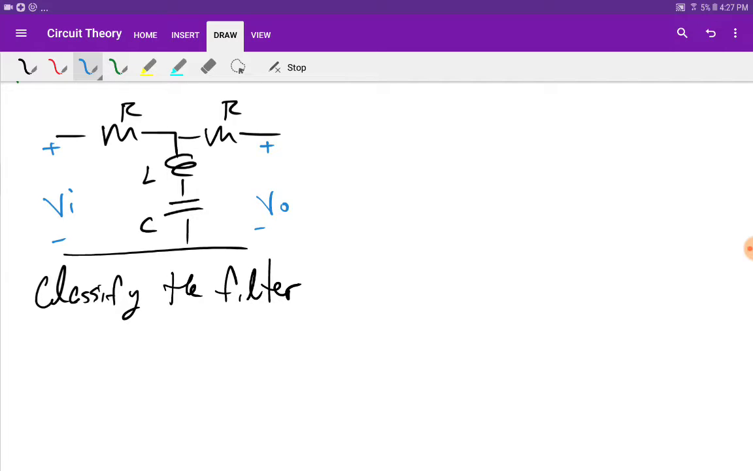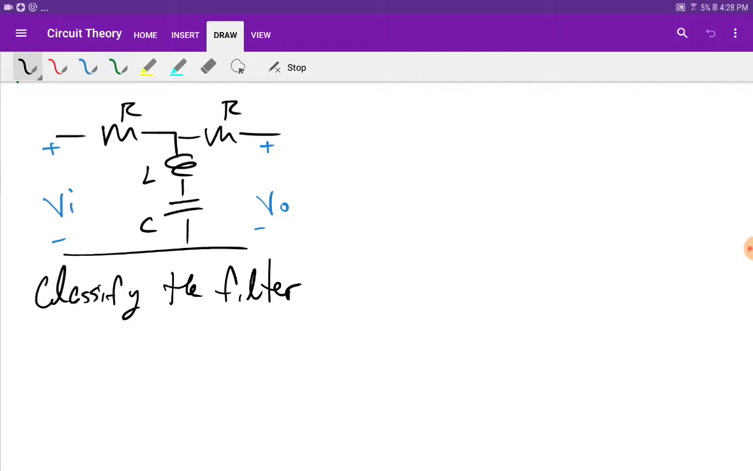Now if you can set up classify the filter, we say we have input versus output voltages, and we can try to see what it would be because it's all about looking at the transfer function, right? Normally it would just be something like the R, the L, and the C, and that'd be fine. But in this case, we have this R right here that's going to stop us from really doing it the easy way.